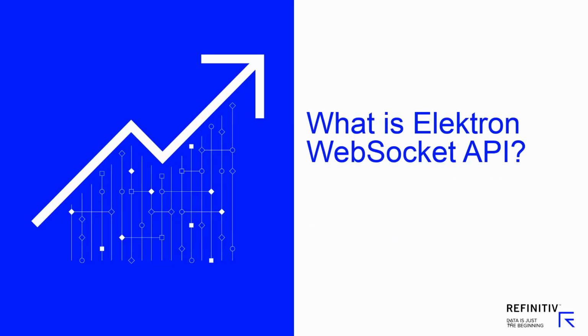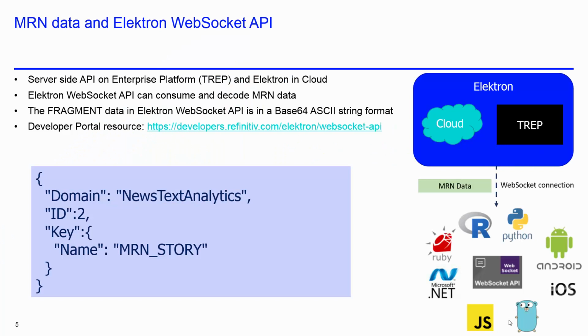What is the Elektron WebSocket API? The Elektron WebSocket API is a server-side API that runs directly on your ADS or Elektron Real-Time in Cloud. The API uses a standard WebSocket connection and a readable JSON message format, so it supports various programming languages that support the protocol and JSON message. The Elektron WebSocket API can consume and decode MRN data from Elektron. The fragment data in the WebSocket connection is in base64 ASCII string format. For more detail regarding the Elektron WebSocket API, please refer to the Developer Portal website.